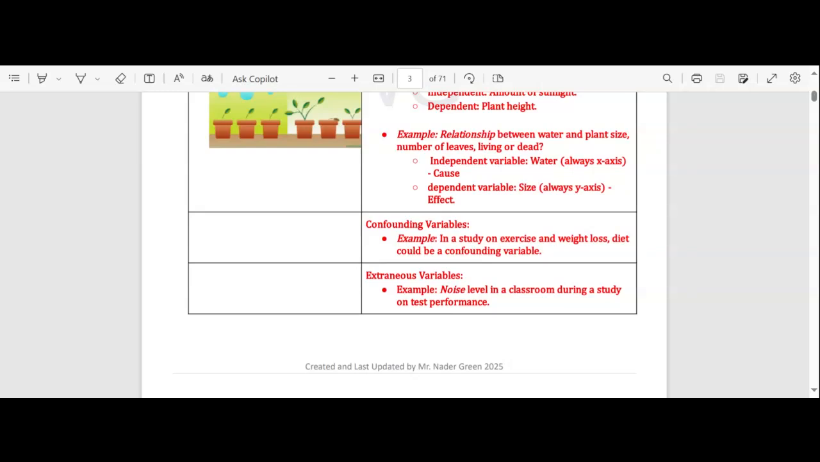So we learn how many variables now? Four types: dependent, independent, confounding, and extraneous. Okay.